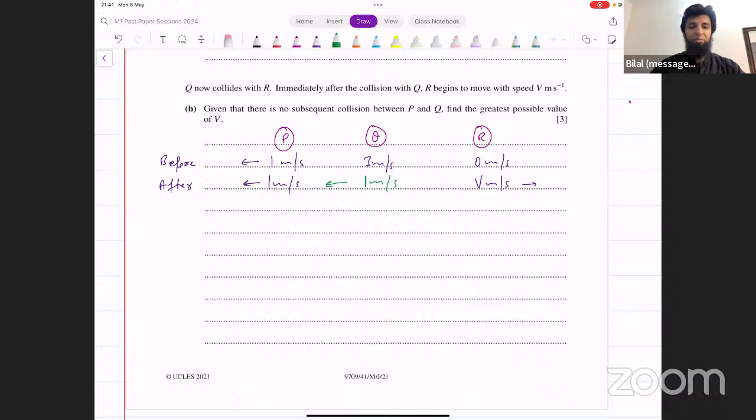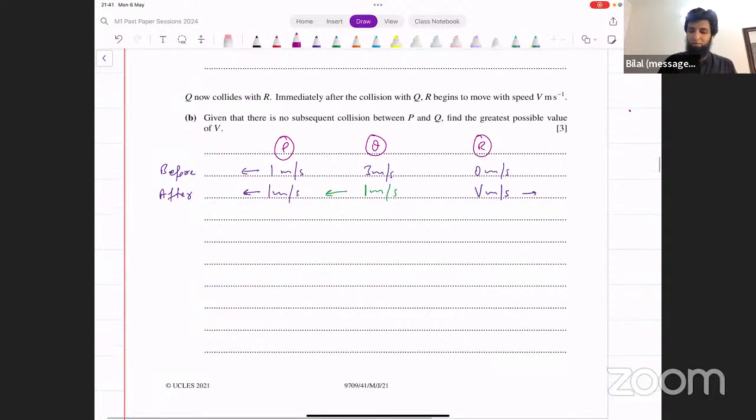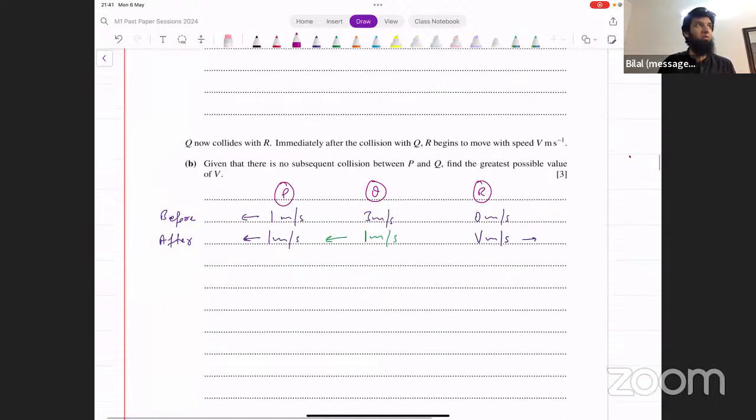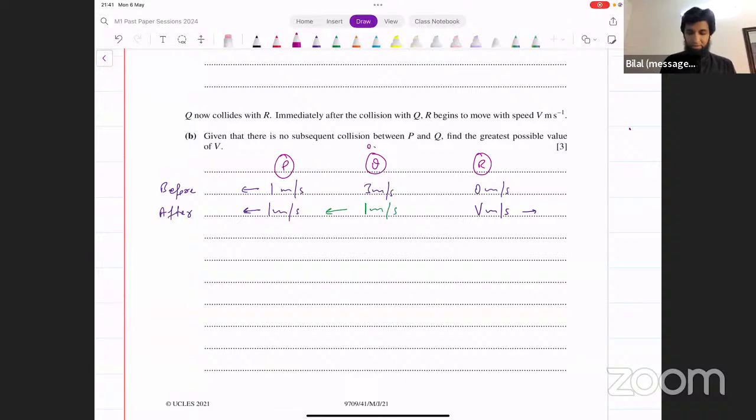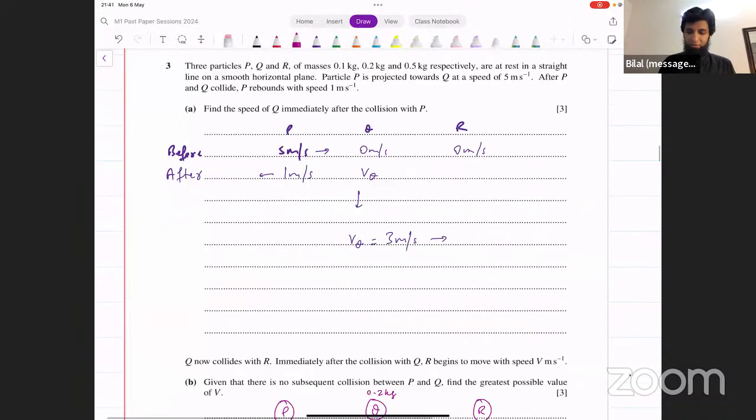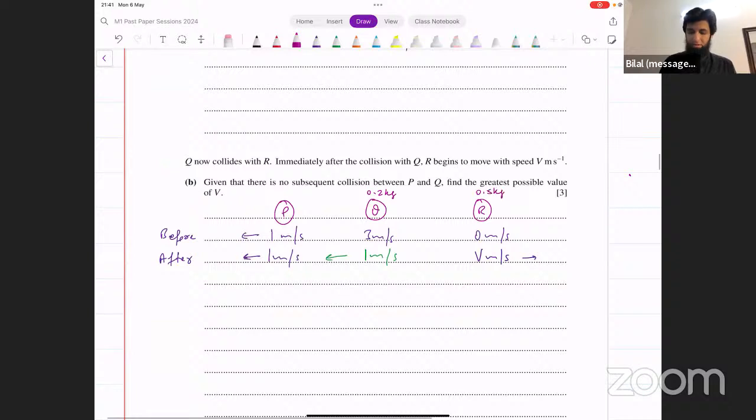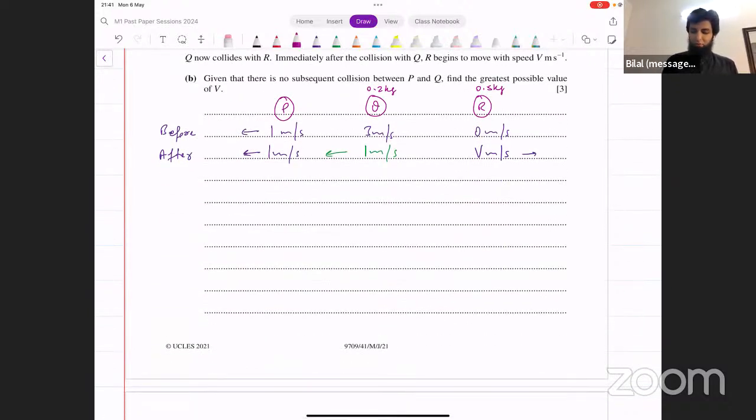This is the extreme point that we have, right? If the speed of Q was even slightly more than this, there would be another collision. So this is kind of the extreme value that Q can have, because after this, there will be a collision. So what we do is we find the corresponding value for v that we get at this extreme value for Q. Can we figure that out? We know the mass of Q. The mass of Q is 0.2 kilograms. Mass of R is 0.5 kilograms.